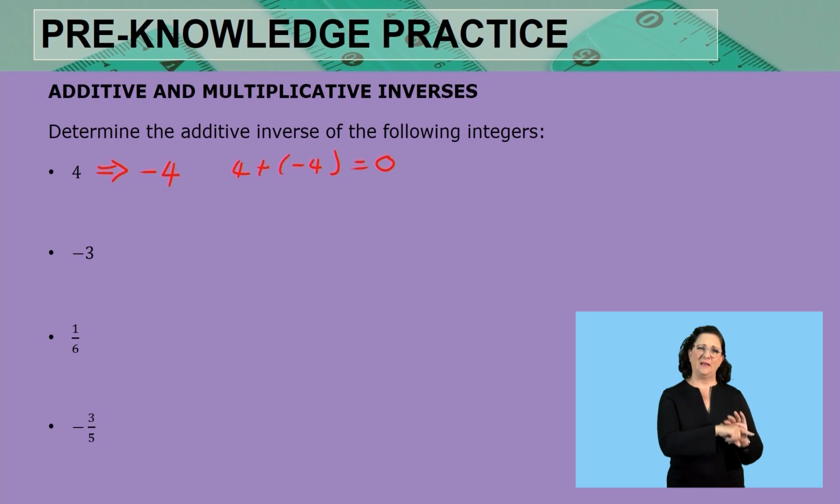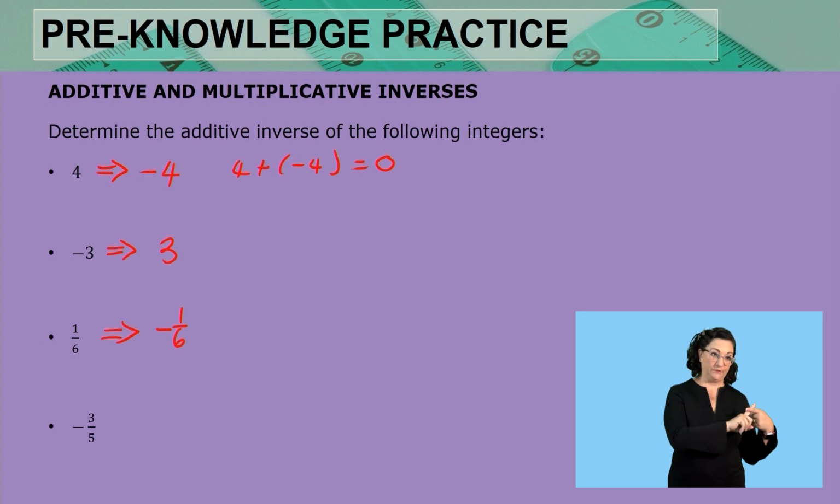What about negative 3? What is the additive inverse of negative 3? Yes, that is a positive 3, because a negative 3 plus a positive 3 will give us 0 as the answer. What about 1/6? What is the additive inverse of 1/6? If you are thinking of a negative 1/6, then you are correct, because if I have a positive 1/6 and I add a negative 1/6, that is going to give me 0.